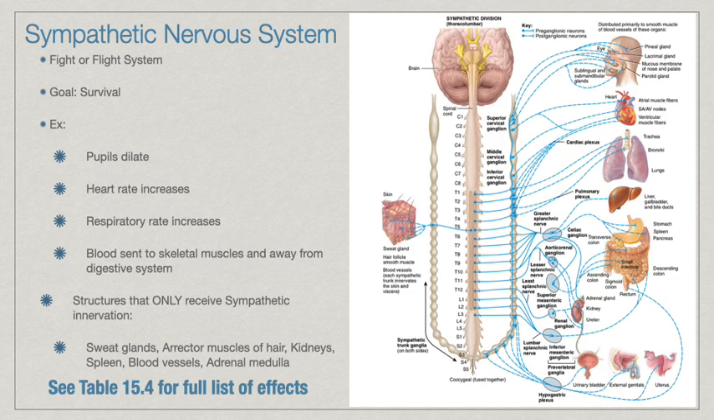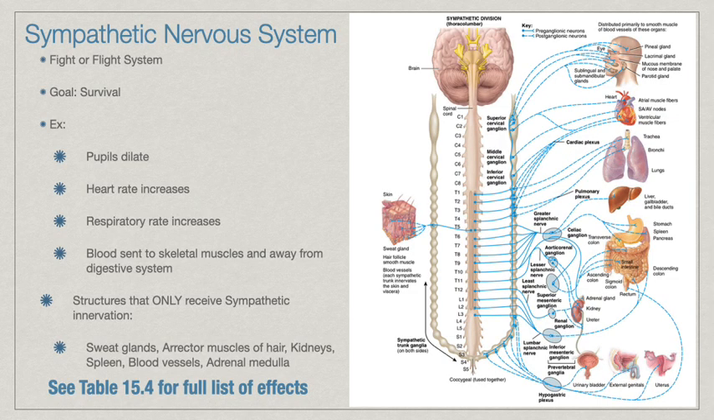So we can see here from about T1 to L2-ish area, we are going to have a short preganglionic or presynaptic neuron leading into these little ganglia here that are called our sympathetic chain ganglia. So we'll have a short little preganglionic neuron releasing acetylcholine to the cell body of neuron number 2, our postganglionic neuron, here in the sympathetic chain ganglia.